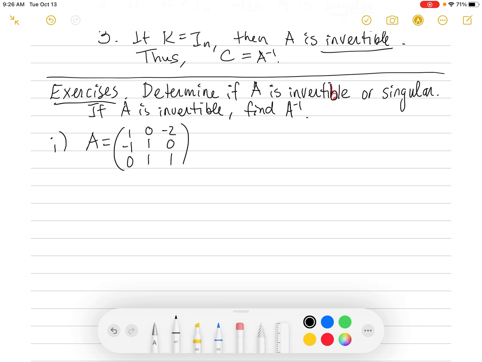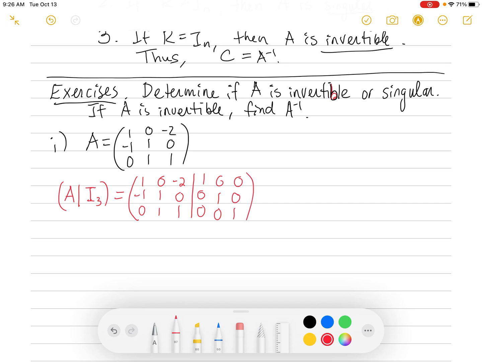So what I'm going to do, I'm going to set up a super matrix, a mega matrix, A with I3. Right, we're going to use I3, a 3 by 3 identity matrix since A is 3 by 3. This is going to give us a 3 by 6. We're going to have 1, -1, 0, 0, 1, 1, -2, 0, 1. That's A. And then to the right of that, we're going to have the identity. 1, 0, 0, 0, 1, 0, 0, 0, 1.